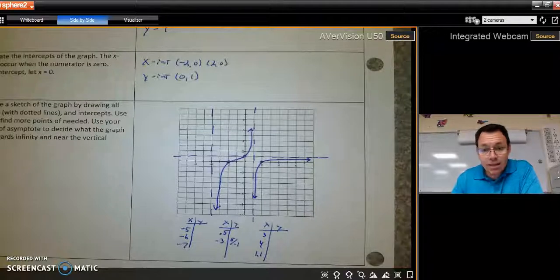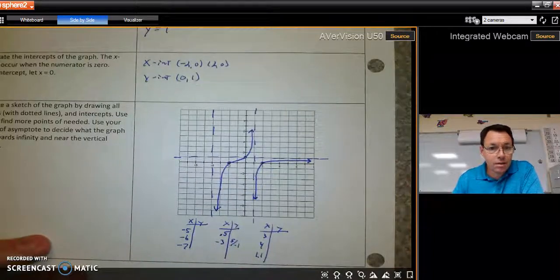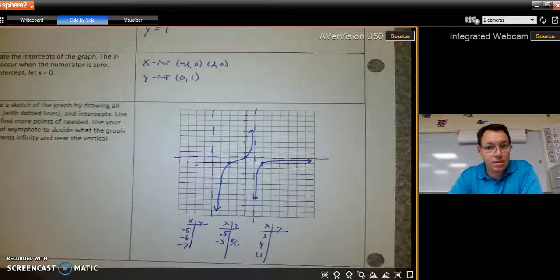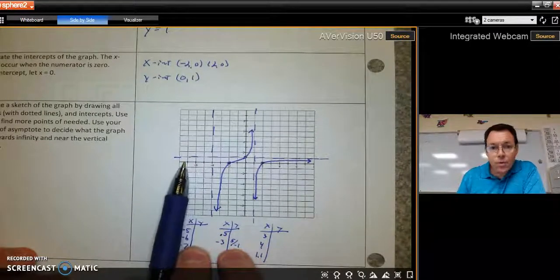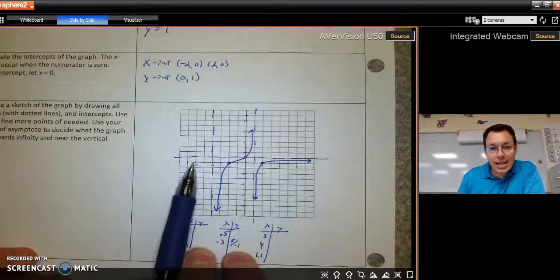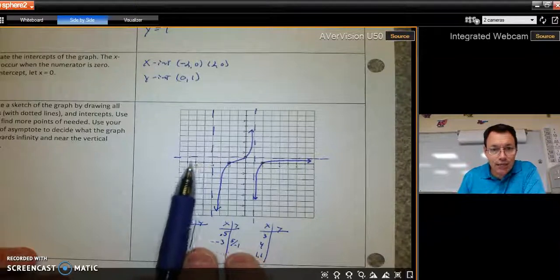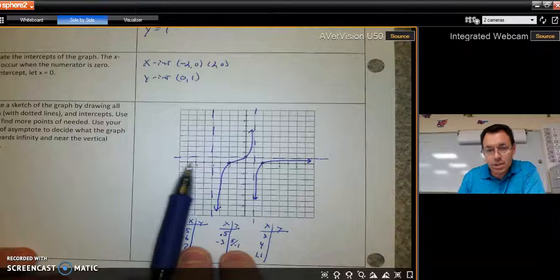Okay, and then, well, what happens over here? We don't have anything. Okay, we don't have any points. But also, not having points tells us something. This is the x-axis. If we were to cross that x-axis, then we would have discovered an x-intercept. The lack of an x-intercept tells us that we are never going to cross this line.